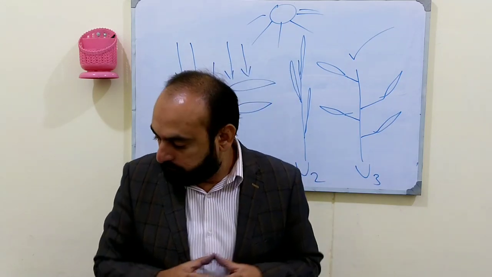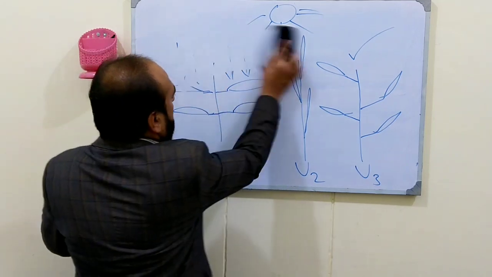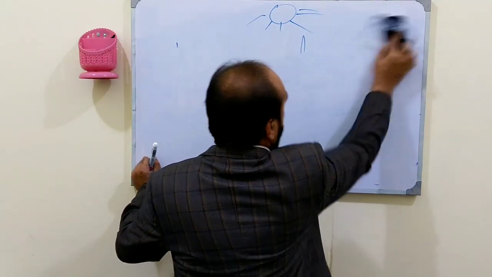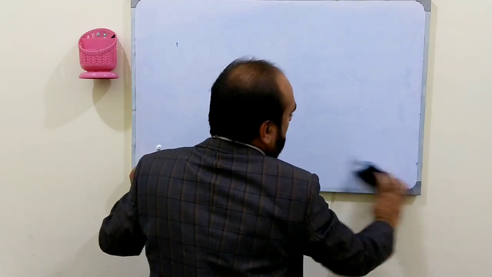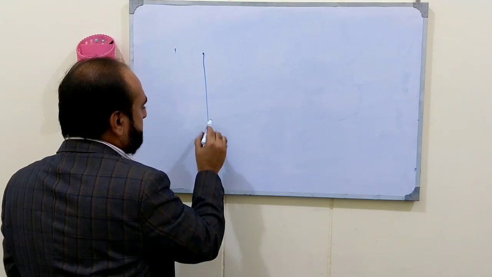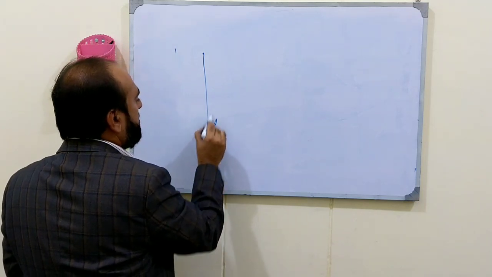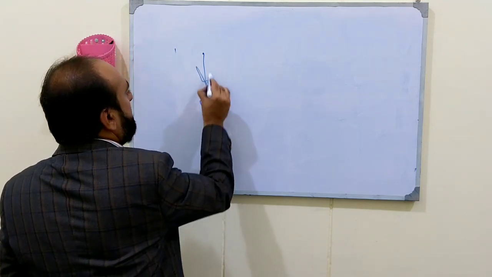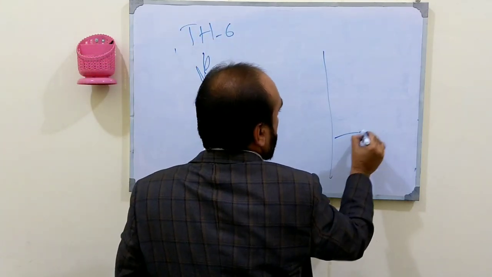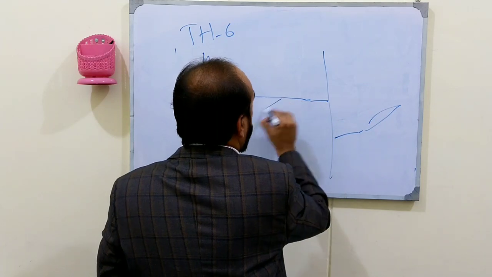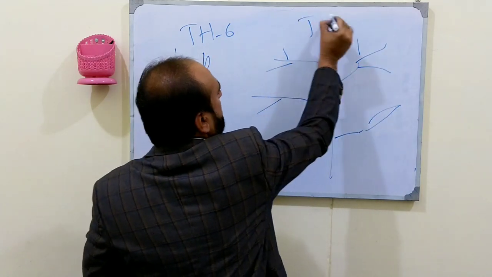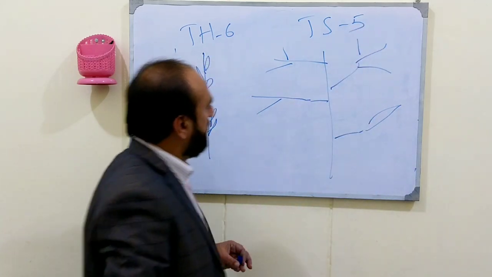For example, in sesame we have two different varieties. One is single stem variety that is called TH6, and one is branch variety that is called TS5.